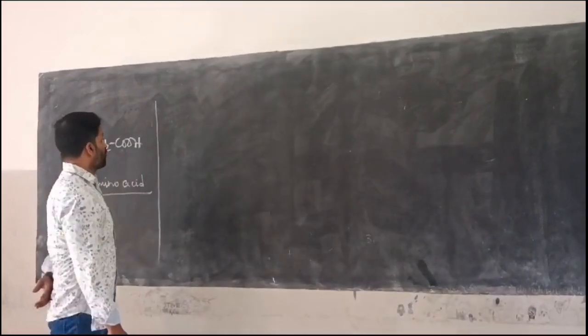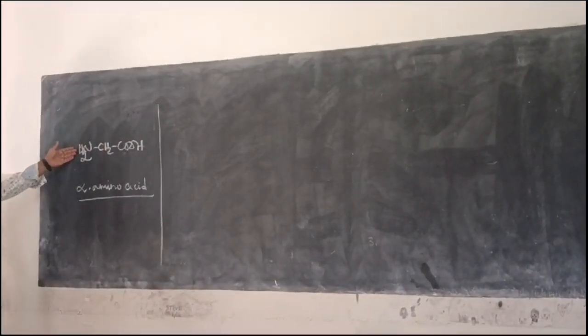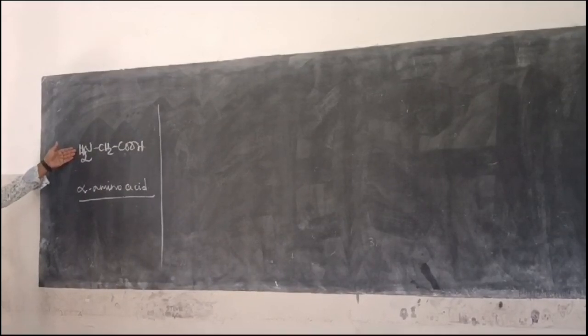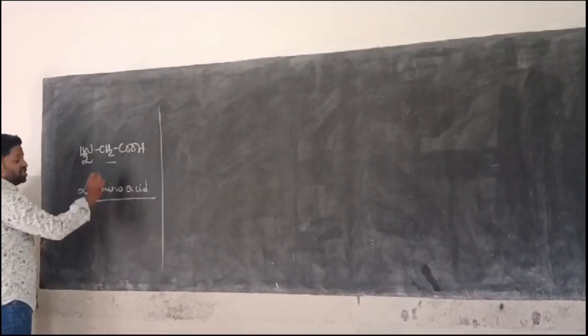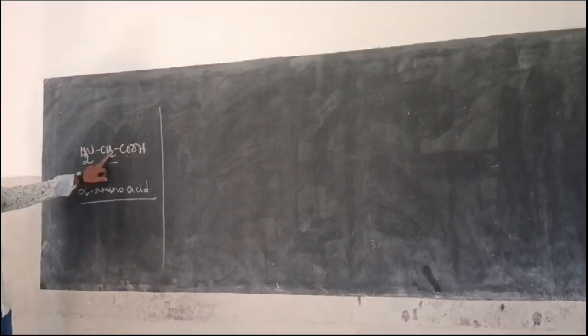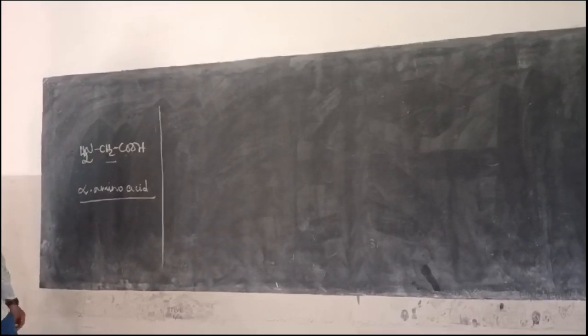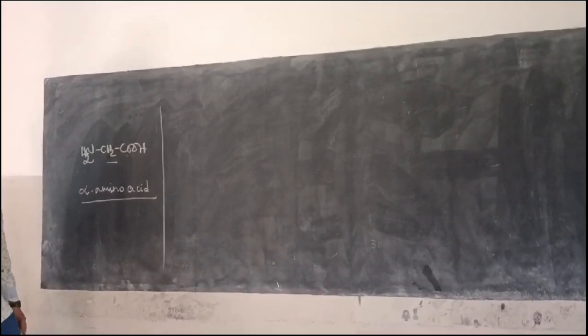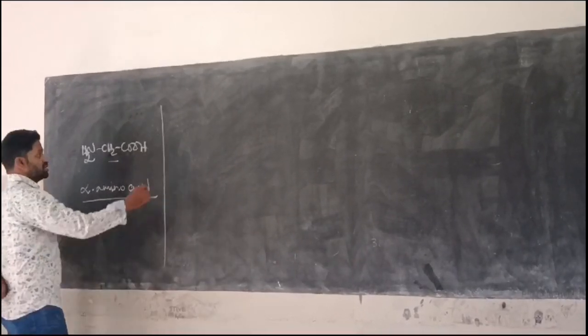their structure. Neutral amino acids, for example this one, glycine, not alanine, glycine, NH2 CH2 COOH. If one of the hydrogens is replaced by a methyl group, it is the alanine amino acid, right? Now we will learn the synthesis of amino acids. First one is Gabriel phthalimide synthesis.